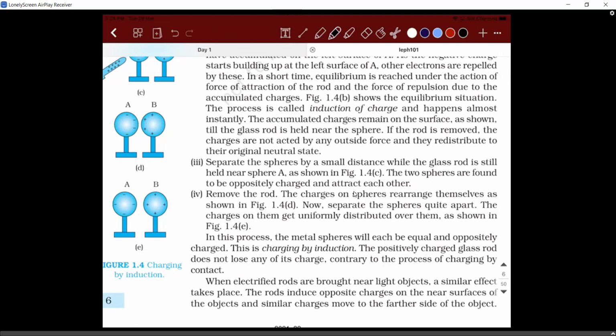Charging by induction means creating charges on objects without physical contact. Without any physical contact is what we call charging by induction. Right. So we saw both the methods.